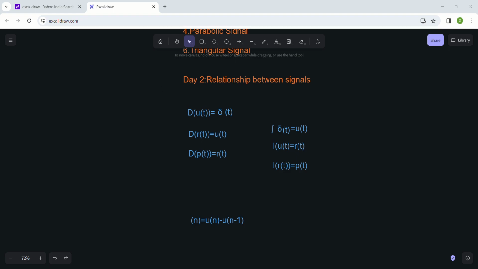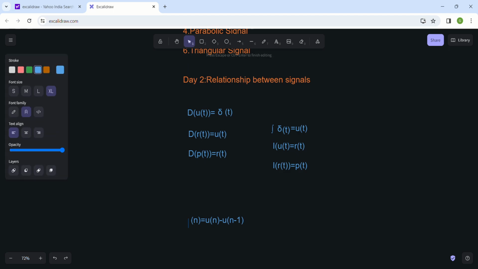From next time onwards, I will change the software because it is not showing.